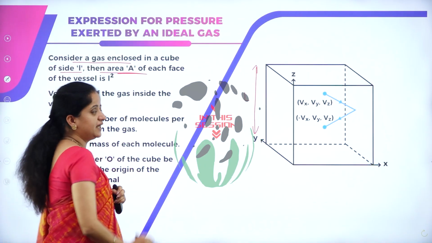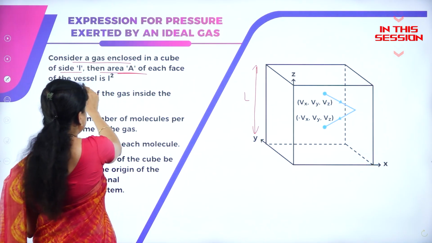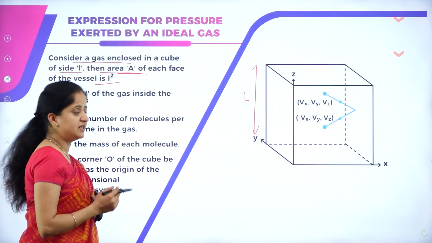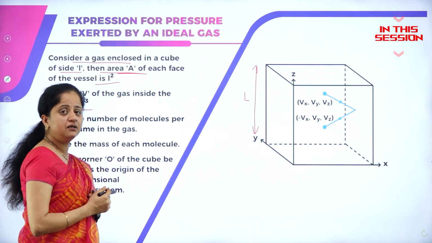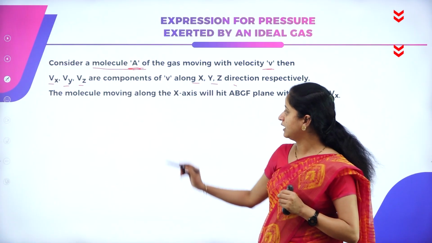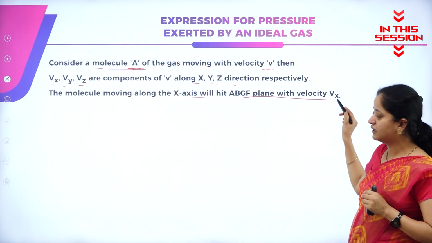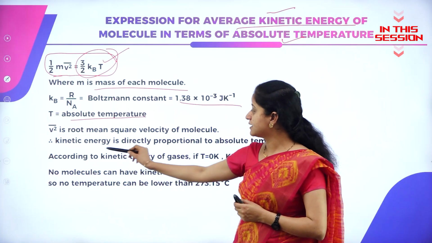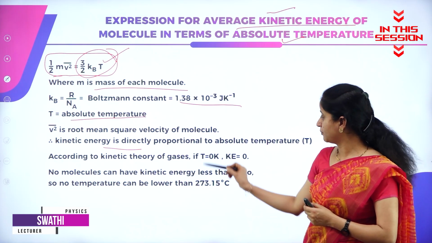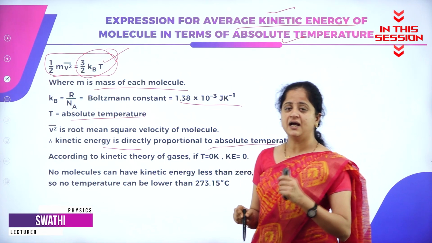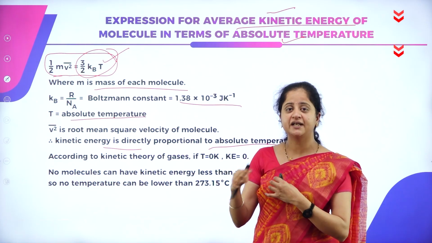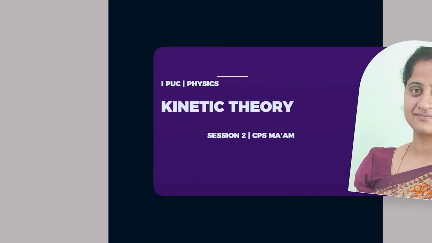Area is given by A. So area can be written as L square because we have considered the side as L, and L cube will be the volume. A molecule moving along the x-axis will hit one of the planes with velocity Vx. Kinetic energy of a gas molecule is directly proportional to absolute temperature. As the temperature increases, the energy gained by the molecule will be more and the kinetic energy also increases.